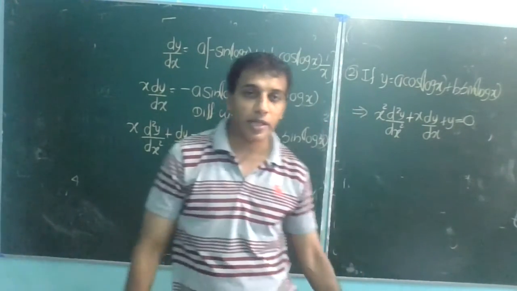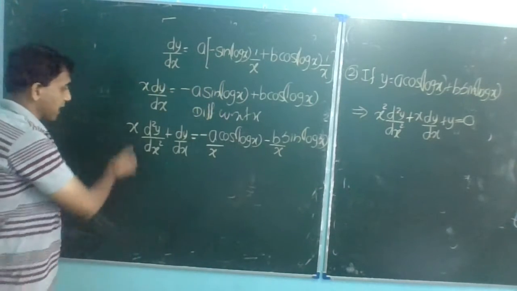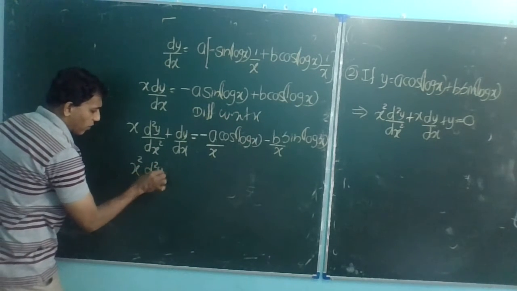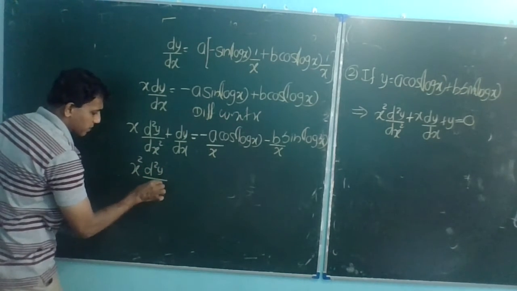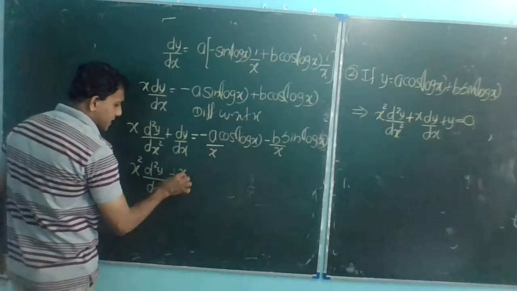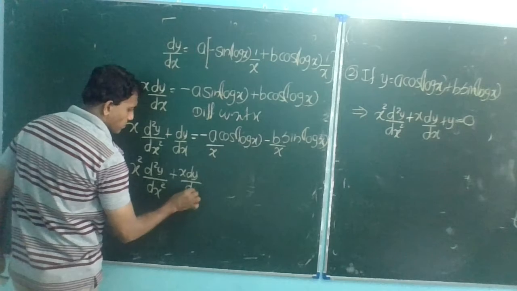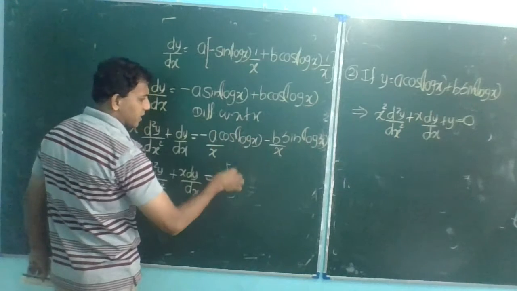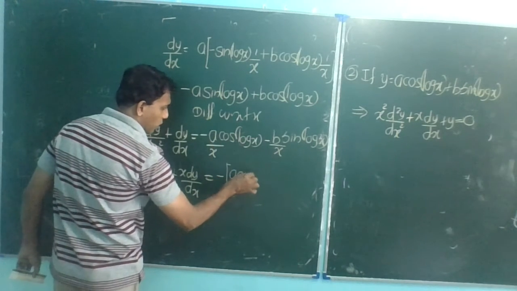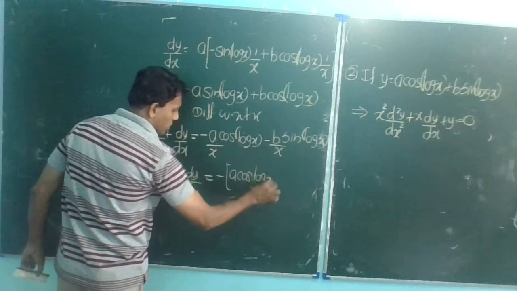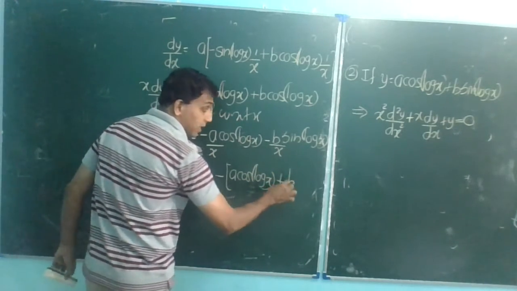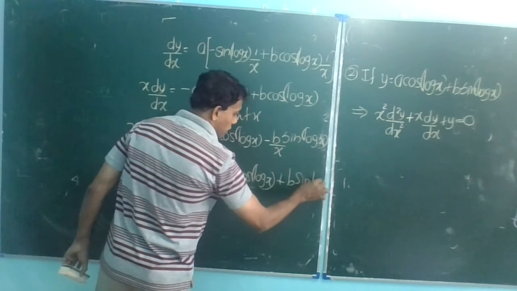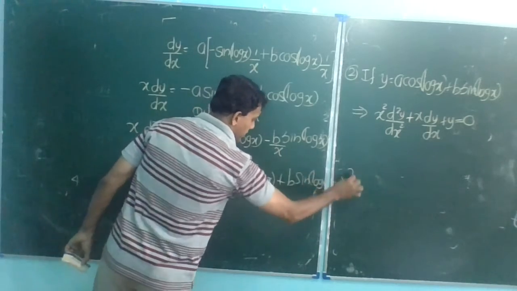So multiply x everywhere, multiply by the LCM x. So here's x square, right? x into x square, d square y over dx square. Here multiply x, plus x dy over dx. And how this one, minus a, take the minus out. So a cos logarithm x, a cos log x, okay, plus b sine log x, right? Take sine b out, that is minus out. Then sine logarithm, I write here, logarithm x.